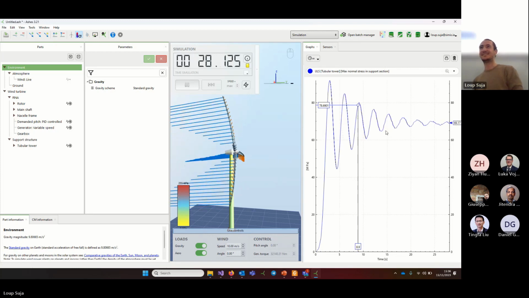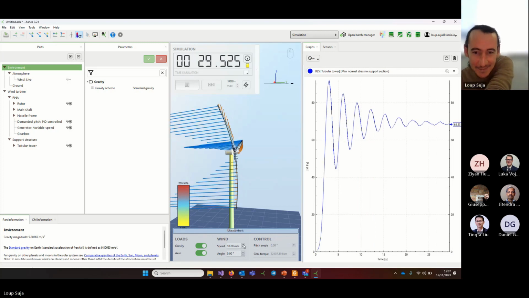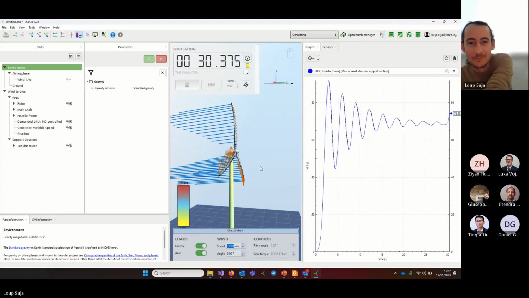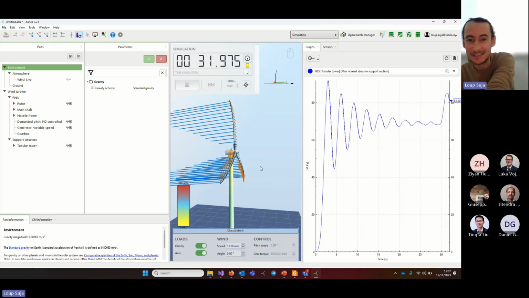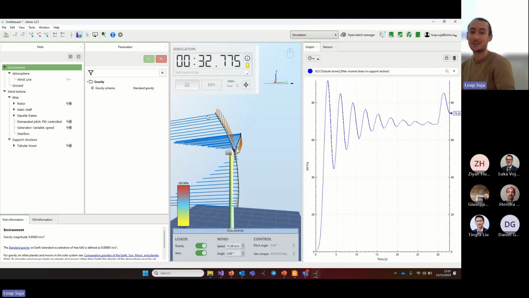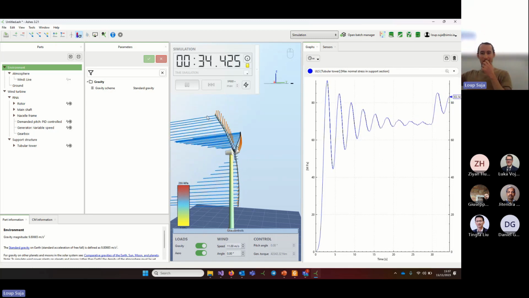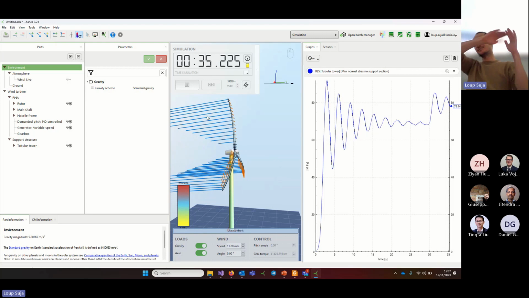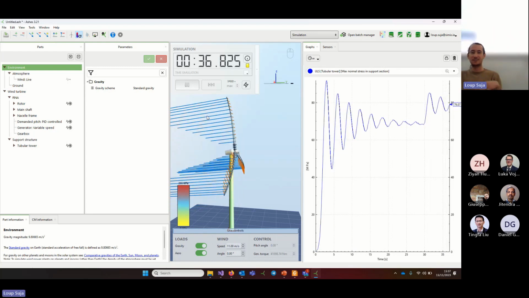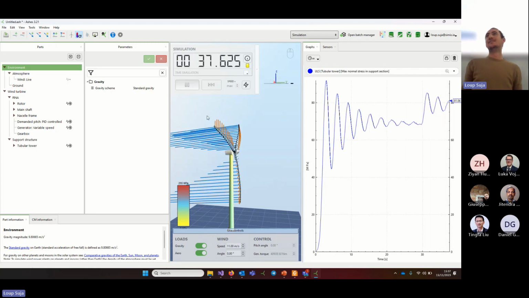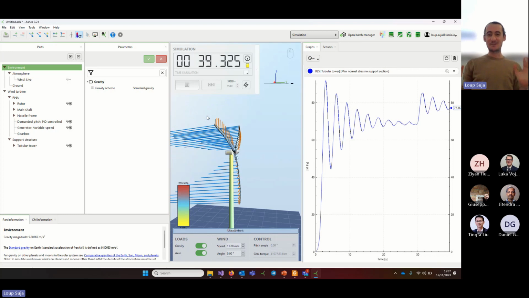Increase. Okay, let's see. We have a couple of increases. So now increase the wind speed. It's a pity that the simulation is running so slow. But anyway, as you saw, you increase the wind speed, and then you get a couple of oscillations, but then it's gonna decay to a nice steady value, which is higher than what it was. Cool. So yeah, very nice. You dodged the first question.